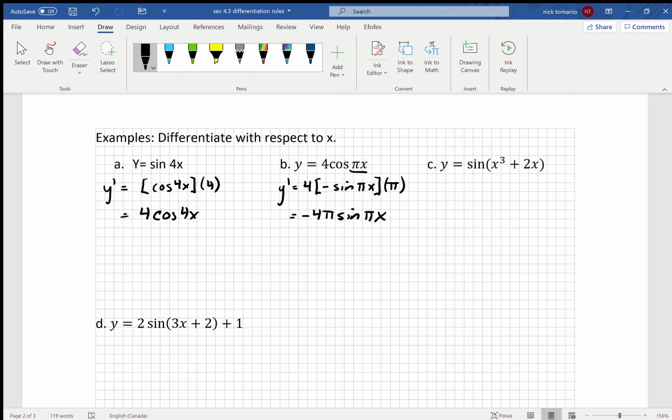All right. Now this one right here, the function is a little bit more complicated. This one was just 4x. This one here was just pi x. This one is now x cubed plus 2x. Not a problem. Y prime is equal to, we do the derivative of the function first, so it's going to be cos of x cubed plus 2x, again I'll put that in square brackets, times the derivative of the function angle, which is 3x squared plus 2. And we can leave it like that, or we can write it out front. That's fine.